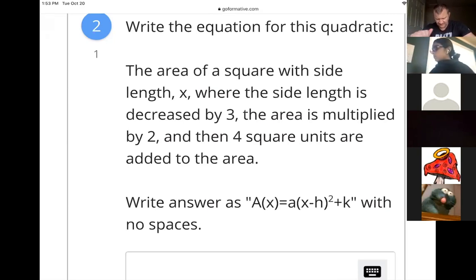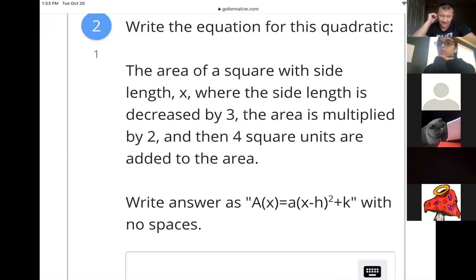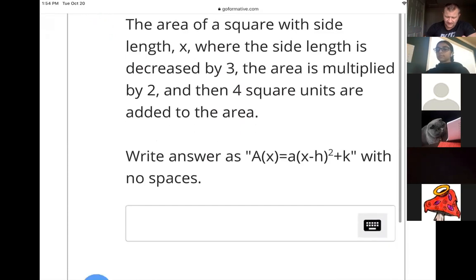Go ahead and type your guess into the chat. If a side length is decreased by 3, is it A, H, or K? Okay, I see A and H being guessed. Well, see how decreased by 3 kind of matches up with minus H. So that is going to be the side length decreased by 3.